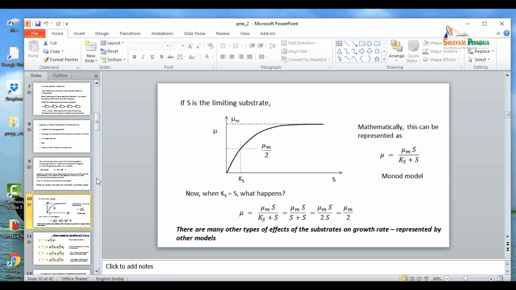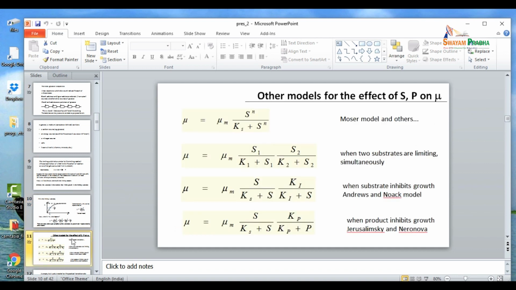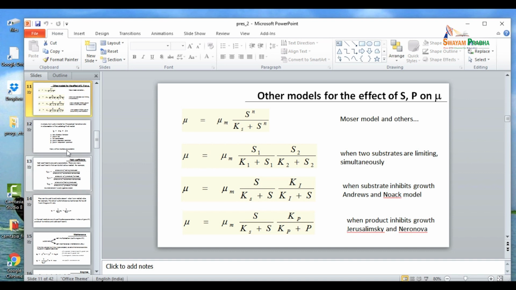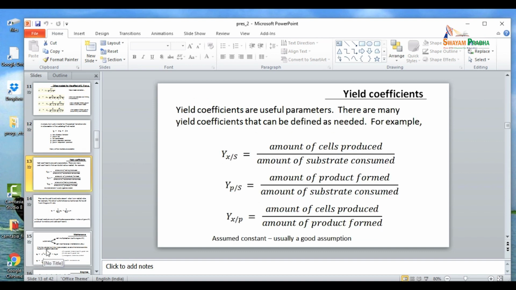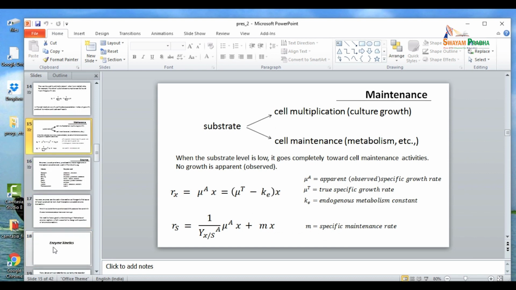We had seen some models for that, and when we looked at that, we showed that the Monod model gives us the effect of substrate on growth rate. That's the simplest representation. There are other representations that are given here. And then for the product formation, we have the Luedeking-Piret model, Rp equals alpha Rx plus beta x, the growth dependent parameter, the growth independent parameter, and so on. Then we talked about a few concepts such as yield coefficients and maintenance.